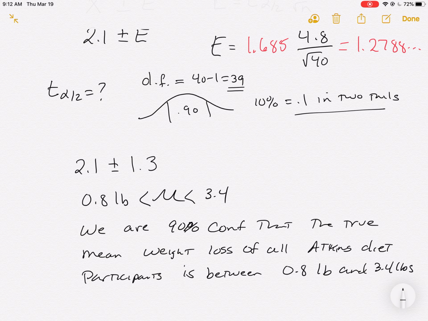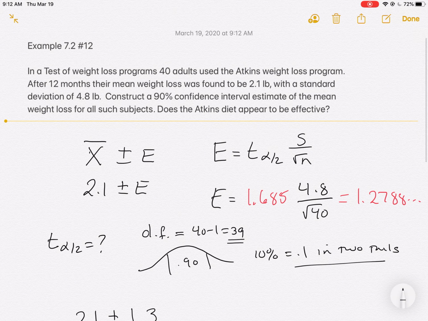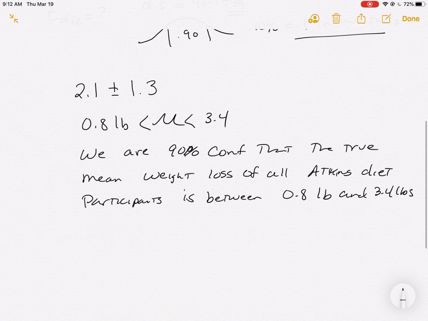So think about what that means from their last statement. Their last question is, does the Atkins diet appear to be effective? They're going to say, yes, it's effective. That is because we've just shown that you're going to experience, on average, a weight loss. Maybe not much in your eyes, but there was a weight loss involved on average, and its minimum value is going to be 0.8, and we're 90% confident about that. So we're guaranteed that the average weight loss will be between 0.8 and 3.4, which means on average people are losing weight.